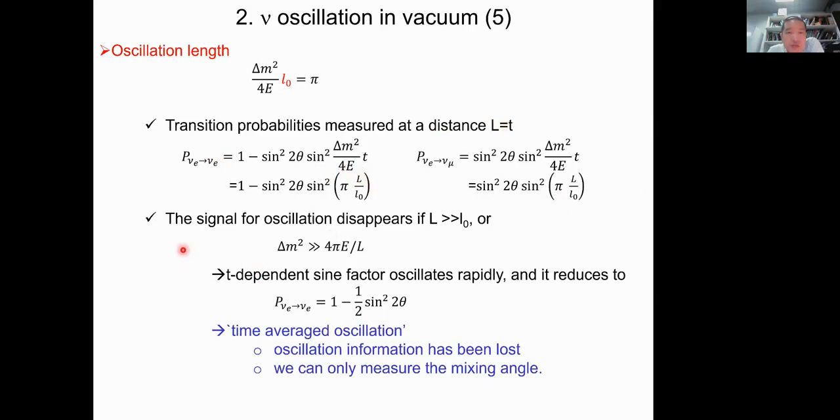But if the length scale is much larger than the oscillation length, then the oscillation signal disappears. In this case, its time dependence oscillates rapidly, and in fact, it reduces to the average of these quantities.